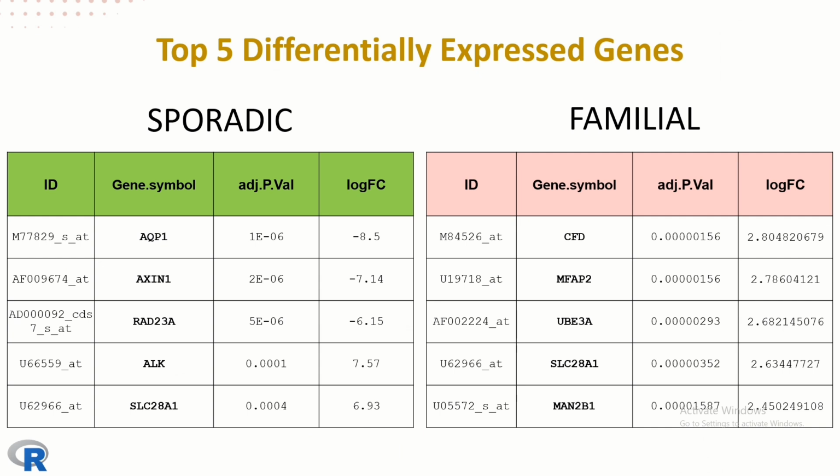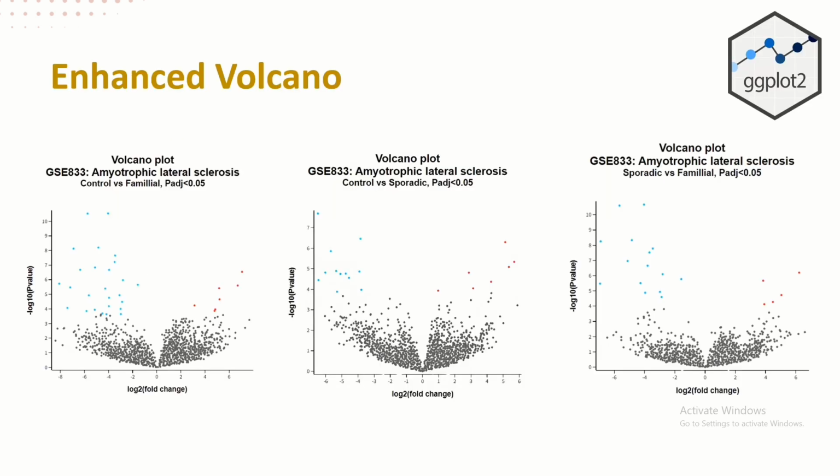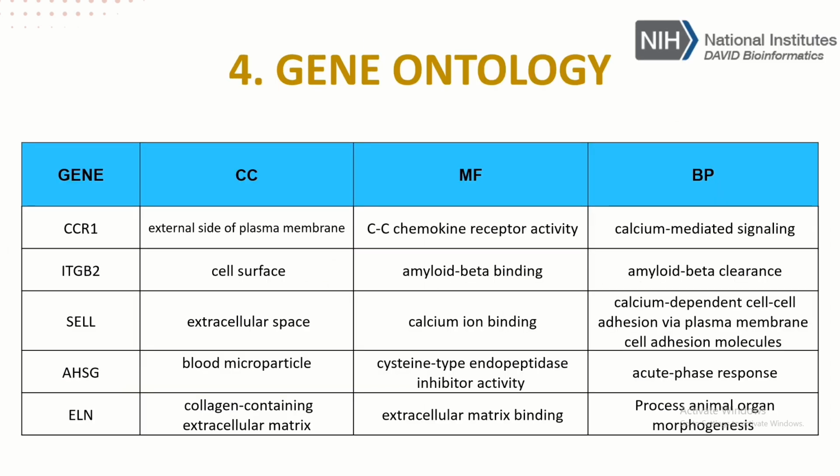Here are the top 5 most significant genes from both types, including genes like EQF1 and AXIN1 for sporadic and CFDM52 for familial ALS. The volcano plots labeled in red and blue are basically responsible for this deadly disease. We then conducted gene ontology analysis to categorize genes based on their biological processes, cellular components, and molecular functions. This analysis helped us understand the role of these genes in ALS.